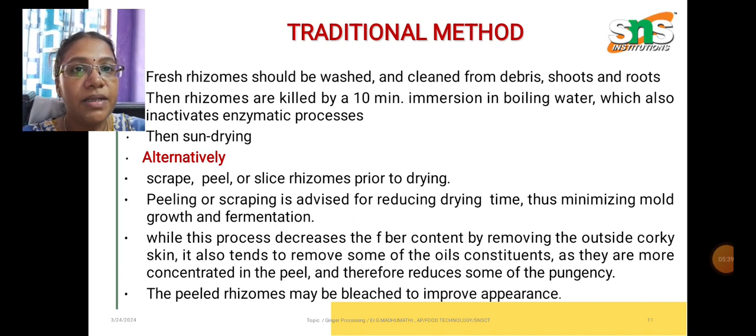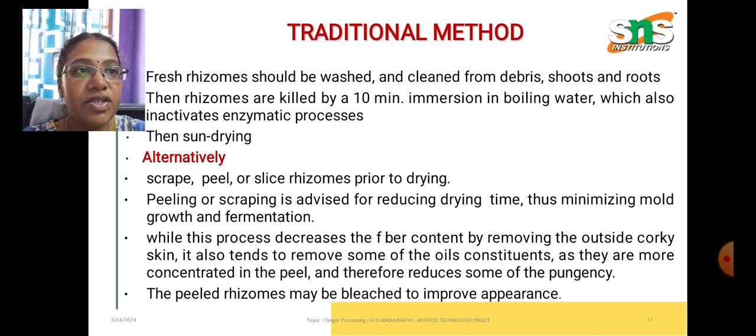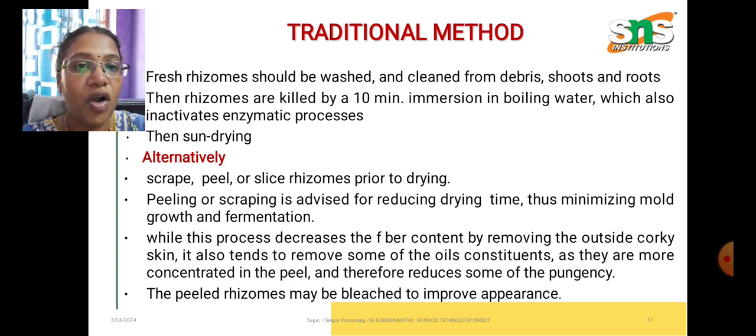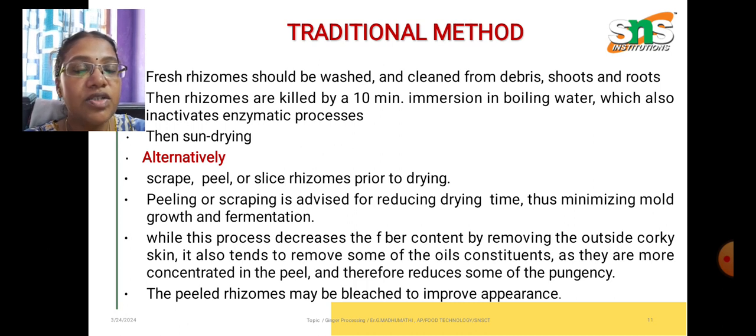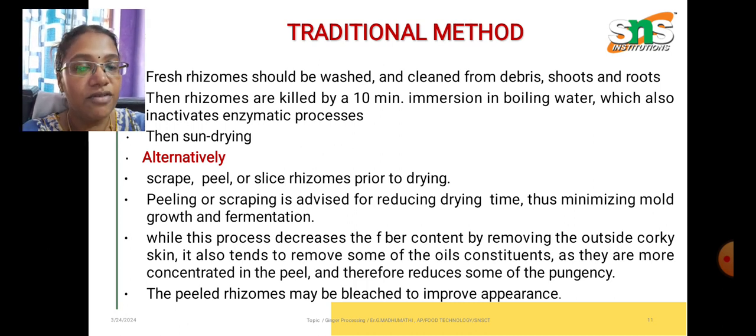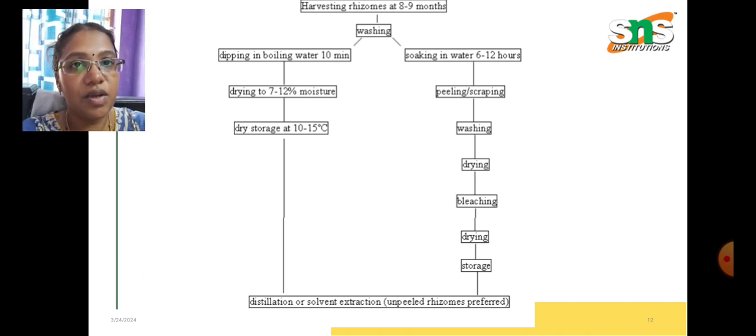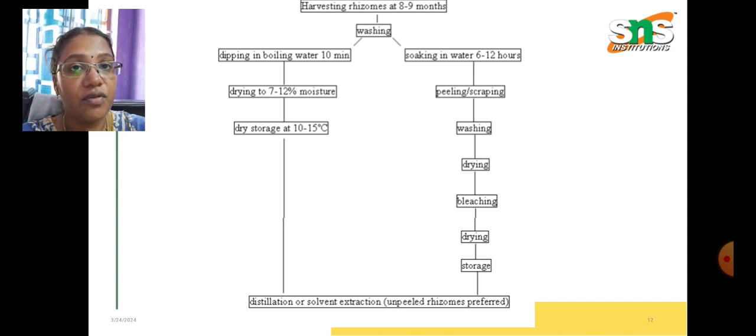So in the traditional method, fresh rhizomes are washed and cleaned of other debris, shards and the roots, and then they are kept for sun drying. Alternatively, sometimes they are scrape-peeled, or sliced prior to the drying process. This peeling or scraping is mainly done to reduce drying time, and thus to minimize mold growth and fermentation.